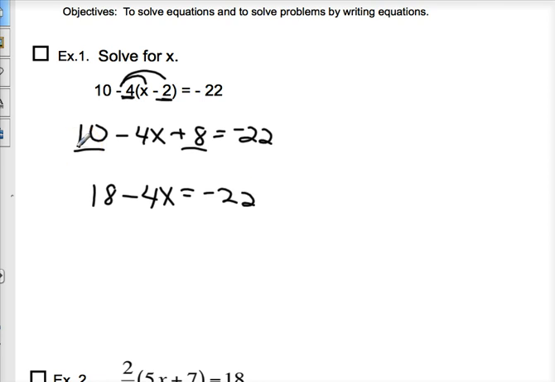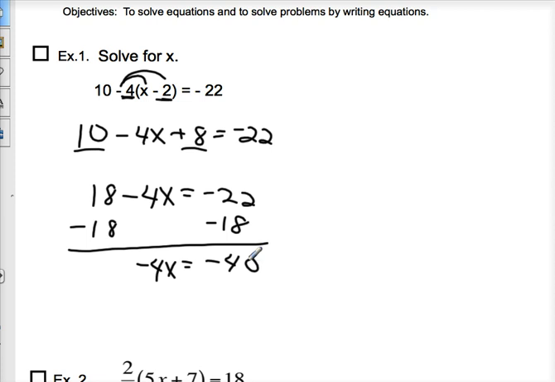The 4 is using multiplication. We do reverse order of operations, so you actually get rid of the adding and subtracting first. So we're going to subtract 18 because 18 minus 18 is 0. That'll leave us with -4x equals -40. And then to get rid of the -4, we divide because that's multiplied. So we get x is 10.